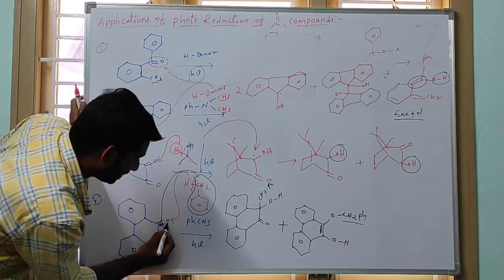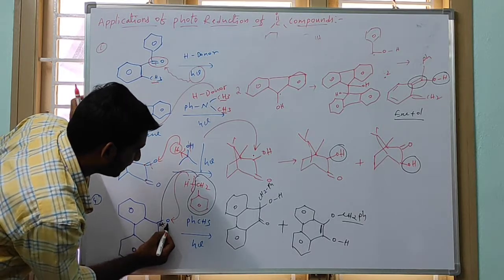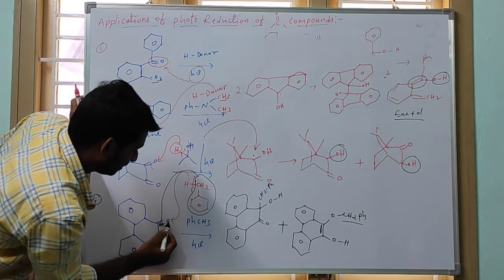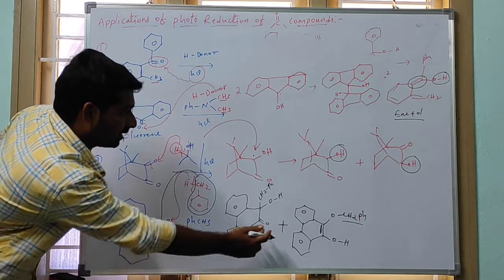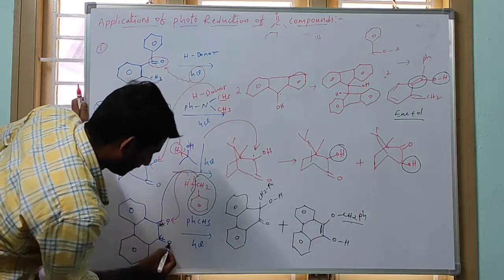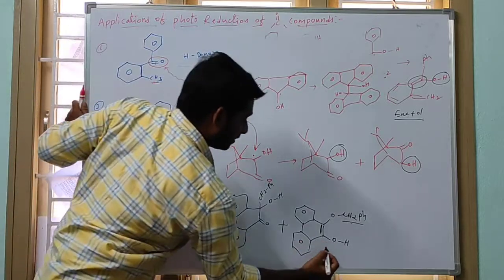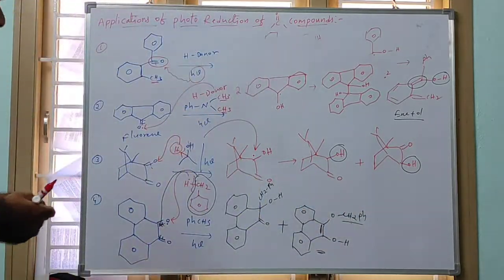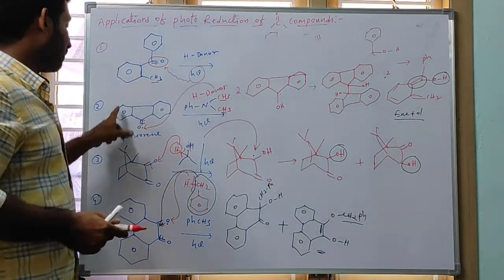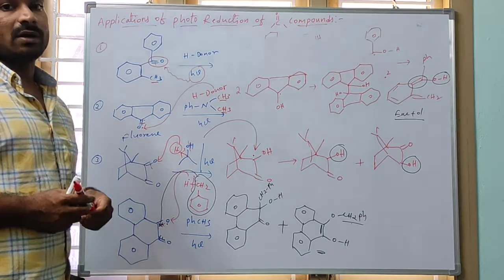And now here oxygen radical is there, no? This oxygen radical is abstracted this part. Now oxygen radical and this part, it is giving this one. And next, from one more hydrogen donor, this radical is combining with hydrogen, we will get that. Right? So these are the very few applications of photoreductions of carbonyl compounds.